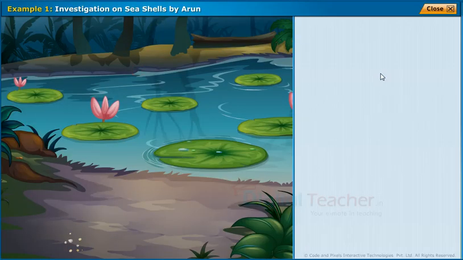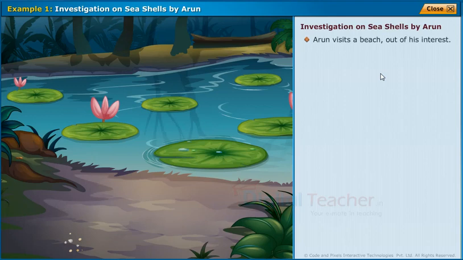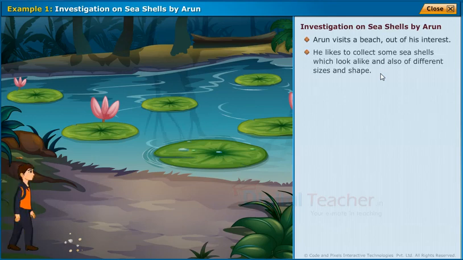Example 1. Investigation on seashells by Arun. Arun visits a beach out of his interest. He likes to collect some seashells which look alike and also are of different sizes and shapes.